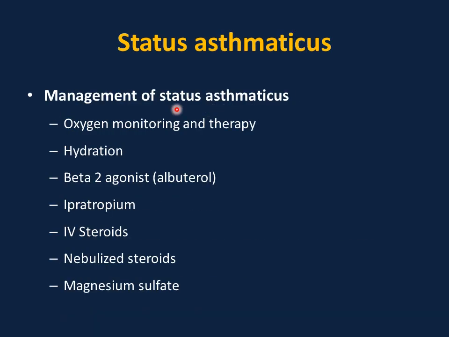Management of status asthmaticus: oxygen monitoring and therapy. Most of the kids with status asthmaticus require oxygen because of respiratory distress and tachypnea. Hydration is very important, so keep them well hydrated with IV fluid. Beta-2 agonist is the mainstay of treatment, so you can give albuterol either as continuous nebulization or intermittent therapy. Ipratropium is very helpful to combine with albuterol in cases of status asthmaticus.